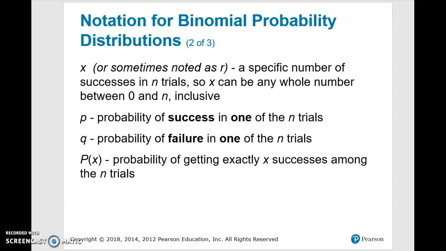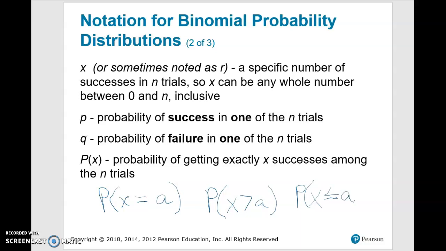I'm going to ask you to get into the habit of not just writing P of X for these binomials, but writing something like the probability that X equals some number A, like X equals 5. Because we'll also have questions that are not just equal to, but might be the probability of X is greater than some number A, or the probability of X is less than or equal to some number A. Those are all different types of probabilities we might find in this section.